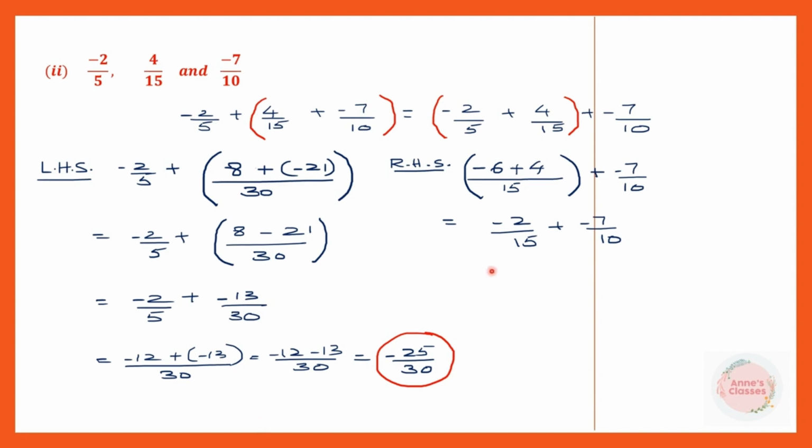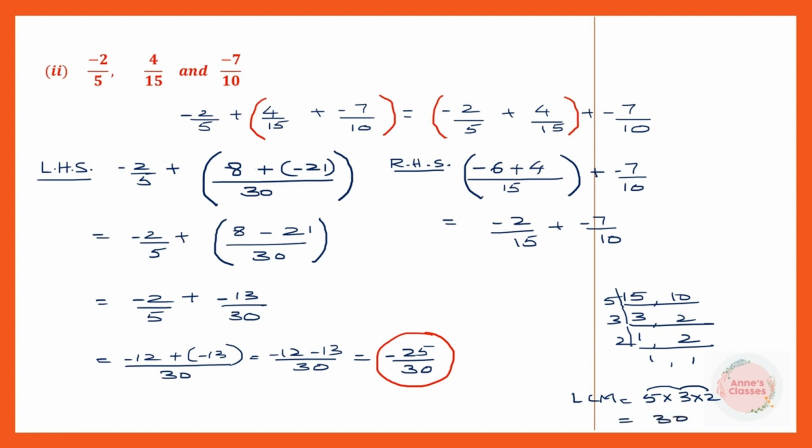Now here we can simplify this. We have to find out the LCM of 15 and 10. So let's do that. 15 and 10, the LCM. Let's begin with 5. 5 threes are 15. 5 twos are 10. Continue with 3. 3, 1 and then you have 2. Continue with 2, 1 and 1. So what is our LCM? That is 5 into 3 into 2. 5 threes are 15. 15 twos are 30. 30 is the LCM which we are going to use as the common denominator here, 30.